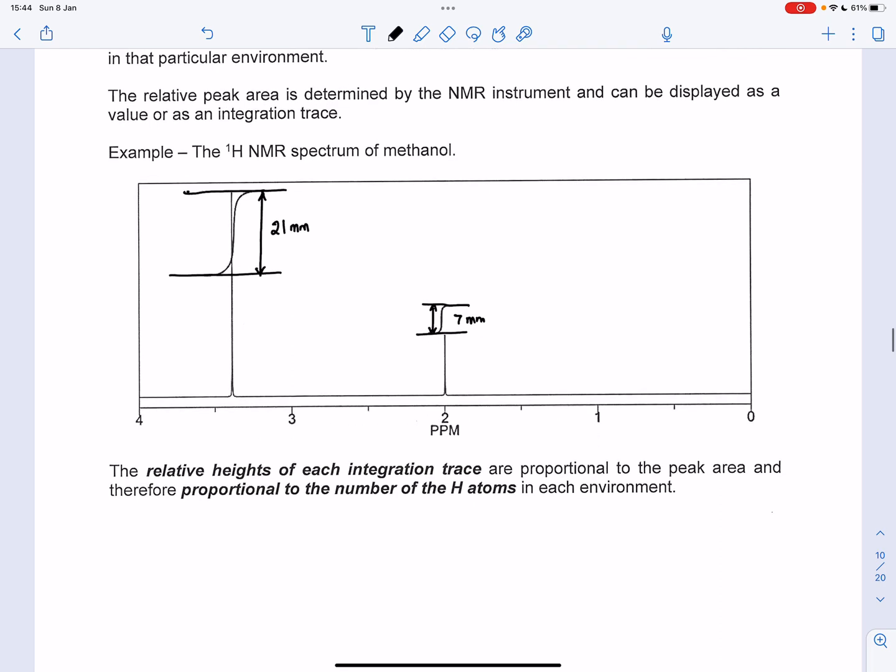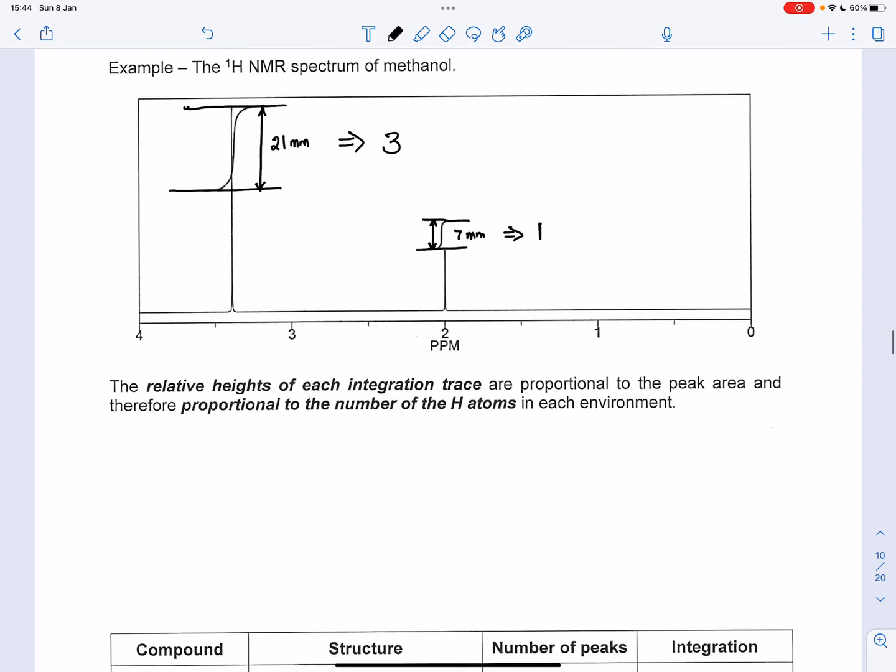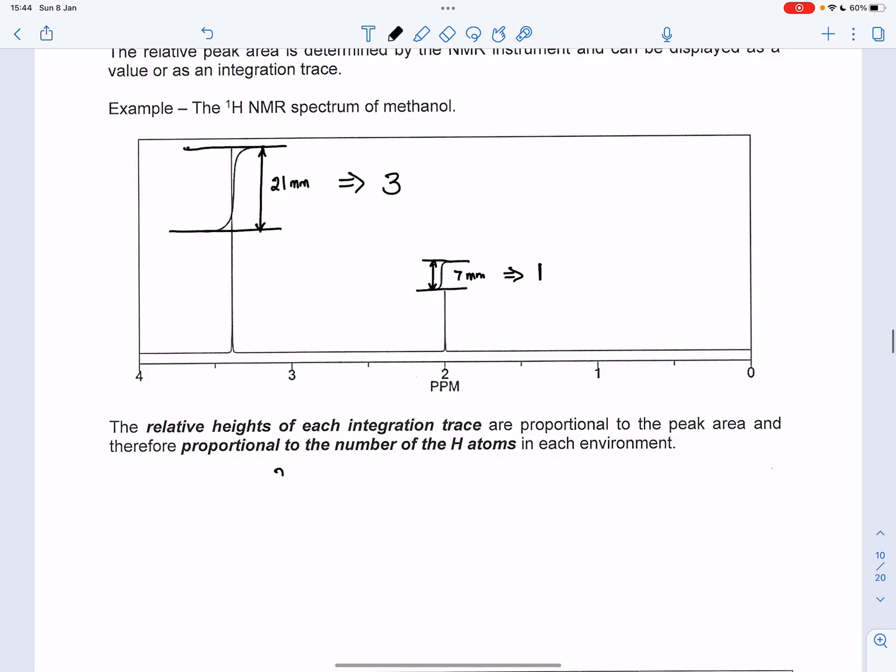So you can see that comparative to the smallest, what the computer would do with that information is it would say that one is relative. If that's a 1, the smallest is a 1, this one is 3 times bigger. So they're saying that in this spectrum, 21 to 7 is equivalent to 3 to 1.